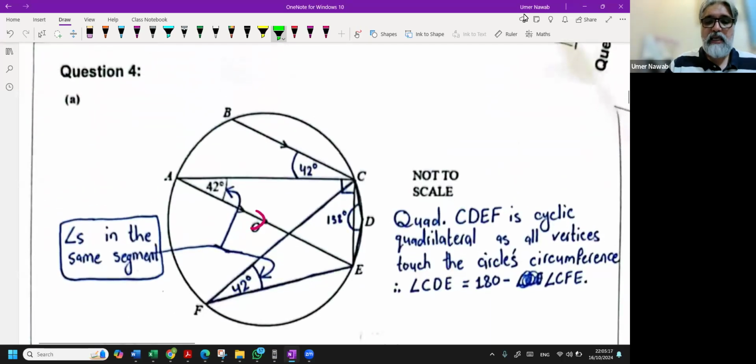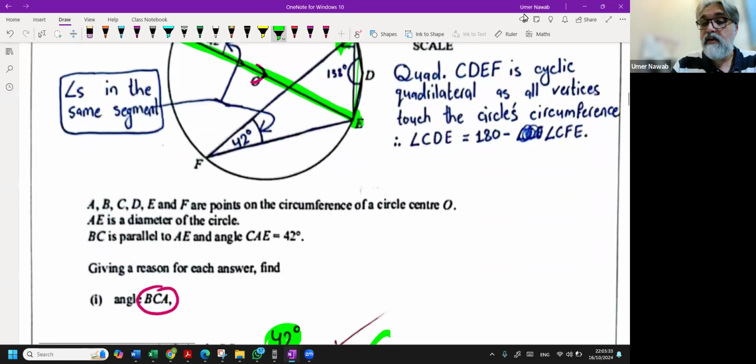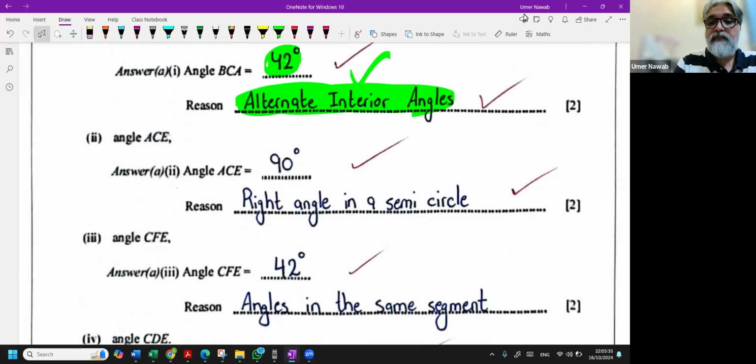Next is ACE. So A, C, and E. Can I join them together? Oh, yes, this is 90 degrees. The reason is this is a diameter. So when the endpoints of the diameter are joined with any point on the circumference, we get 90 degrees. So this is the right angle in a semicircle property.